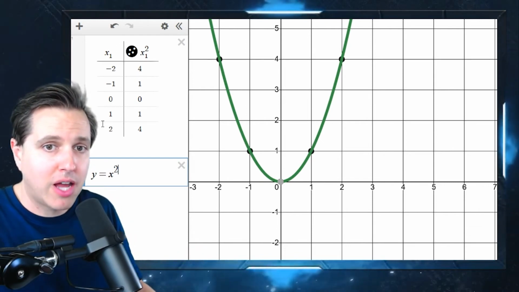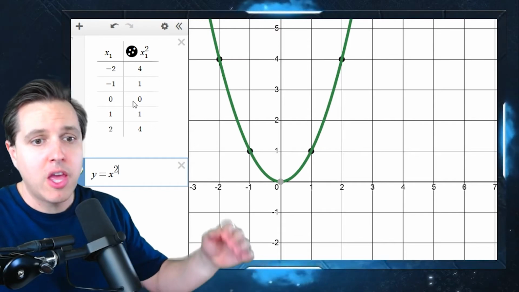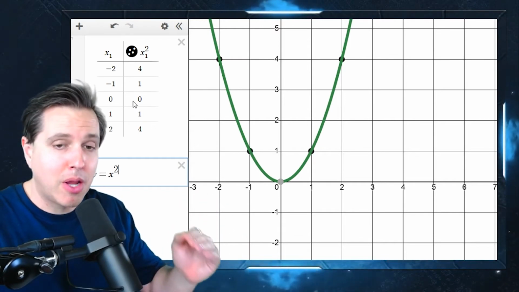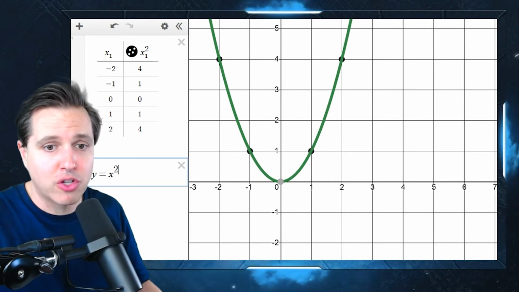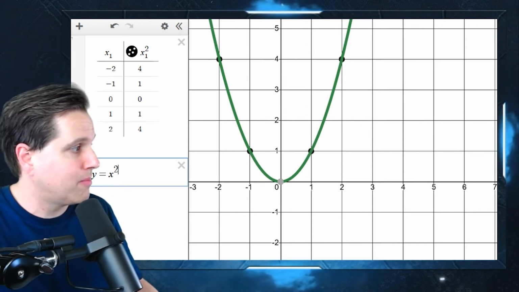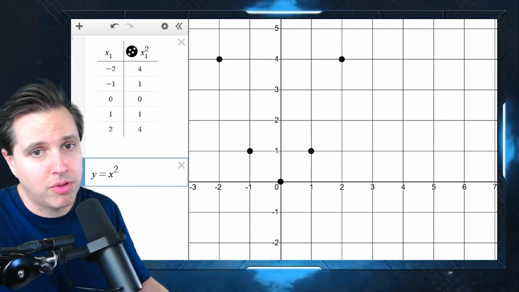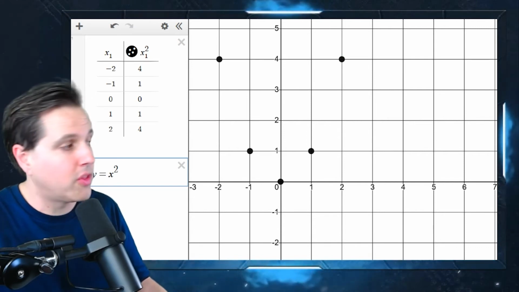We can do it by plotting a whole bunch of the points, although if you plot a finite number of points on an infinite graph, you're just going to get some holes. You're going to get some missing values. Like here, we've only plotted 5 of the points, not all of them.